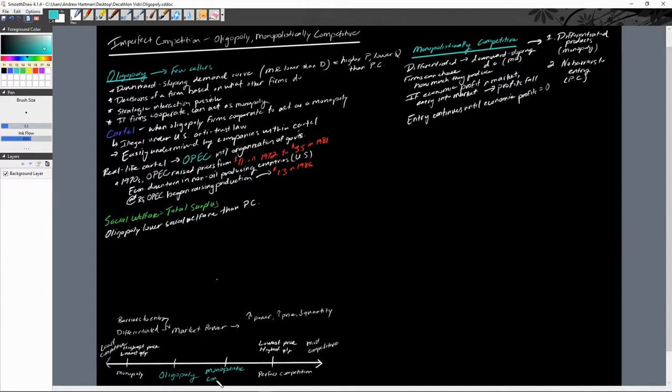Monopolistic competition. What you're again going to see here is not only are we almost seeing two other parallel lines here, where the highest prices and lowest quantity are over here, and the lowest prices and highest quantity over here. So monopolistic competition probably has lower prices and higher quantities than oligopoly, but not perfect competition.